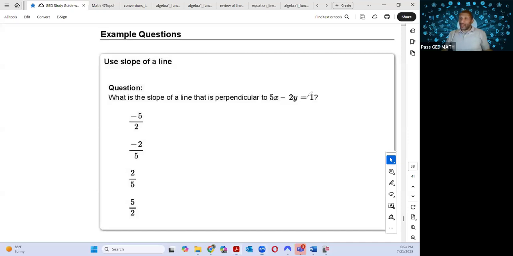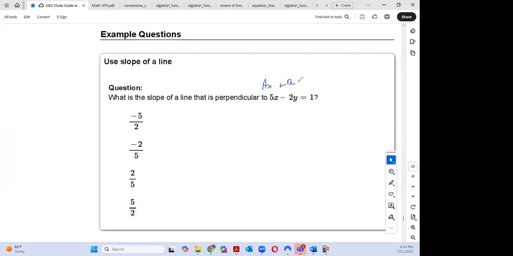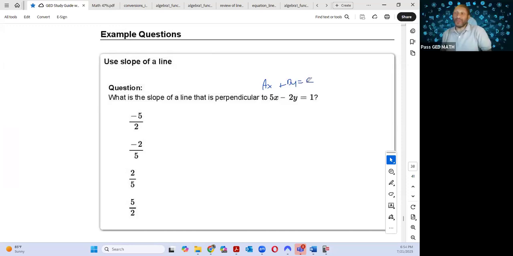So you've got to recognize, oh, this is standard form, Ax plus By equals C. What I want you to be able to do, once you identify this as standard form, is take the opposite of A, -5, over B, -2. So my slope is 5/2 without even identifying A, B, and C, because you know you're taking the opposite of this, -5, and putting it over this, -2.